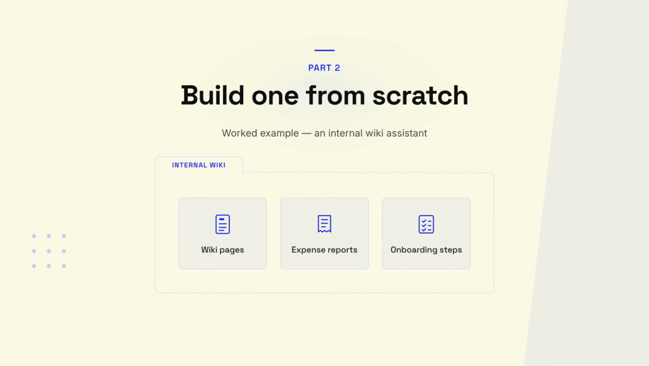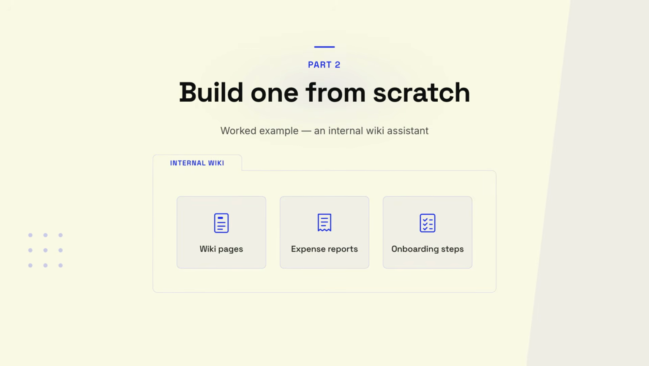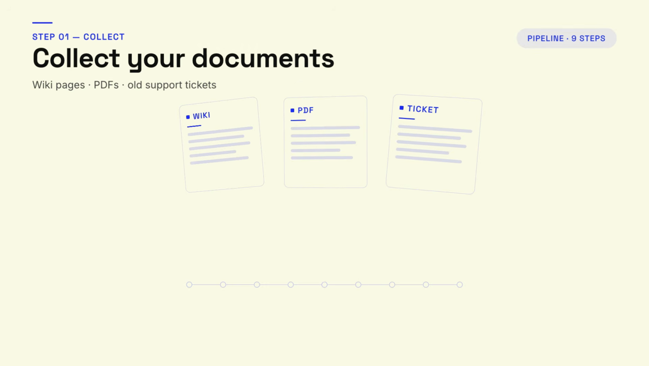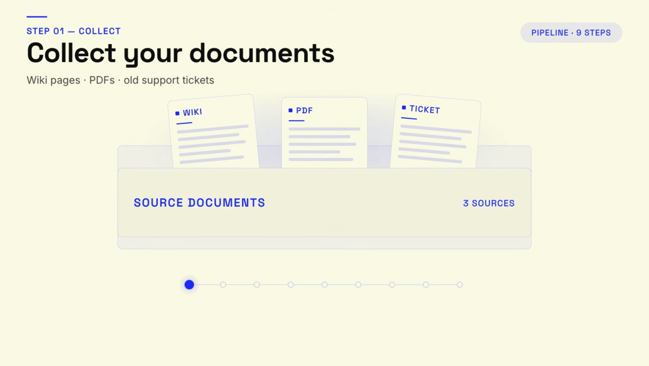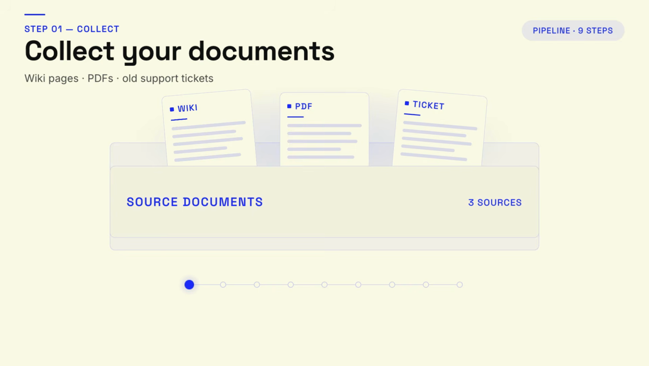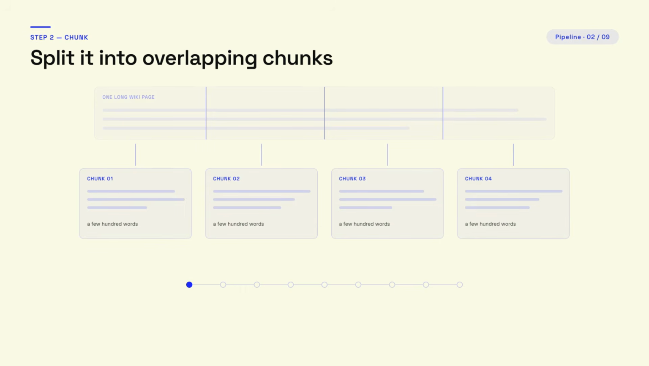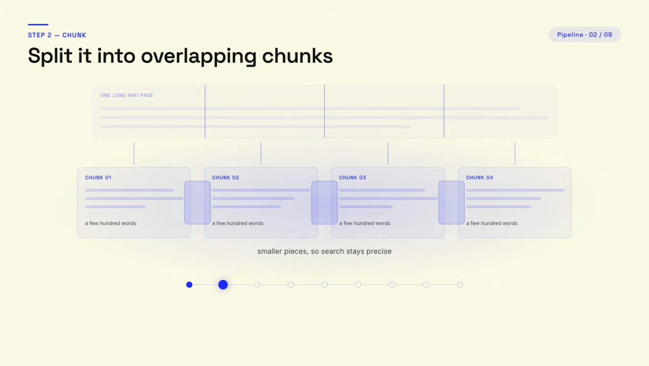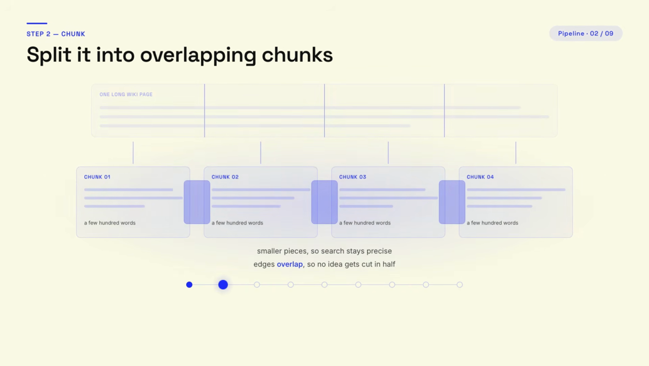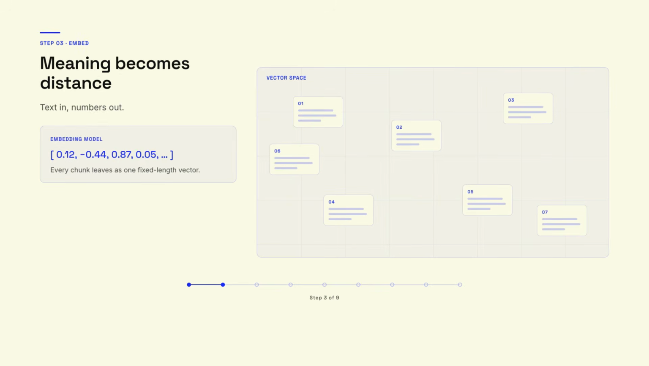Say you want an assistant that can answer employee questions from your team's internal wiki, PTO policy, expense reports, onboarding steps, all of it. Step 1, collect your documents. Wiki pages, PDFs, old support tickets, anything you want this assistant to actually know about. Step 2, chunk them. A whole 10-page wiki page is too big and unfocused to search well, so you split it into smaller pieces, a few hundred words each, with a little overlap, so a single idea never gets cut cleanly in half.